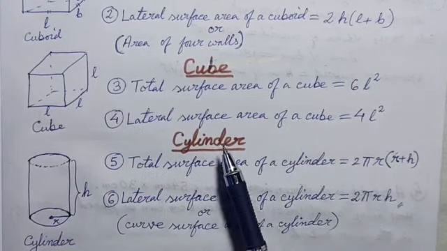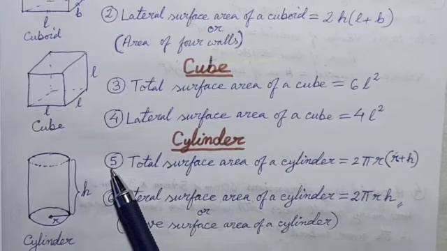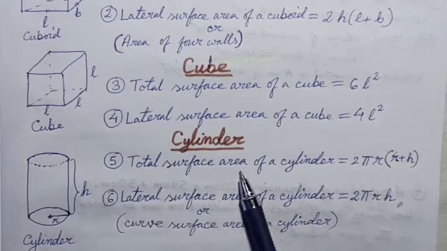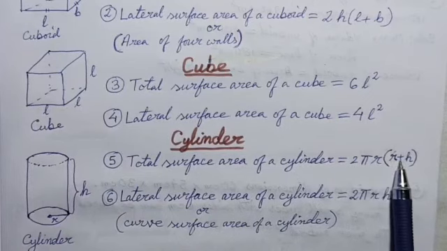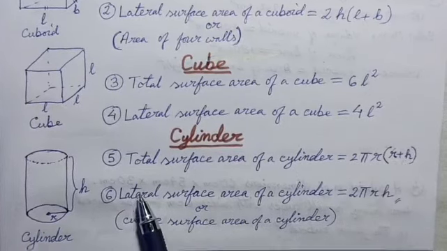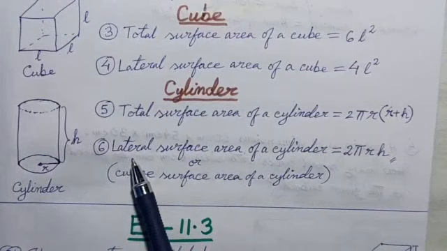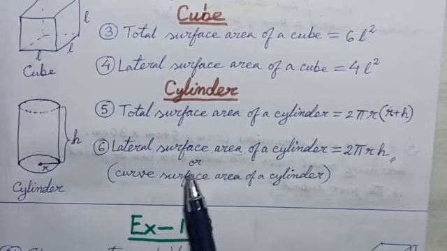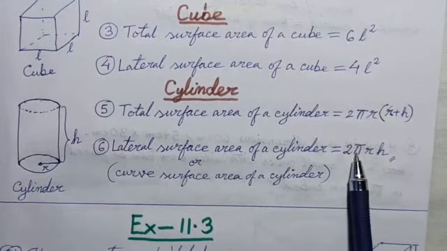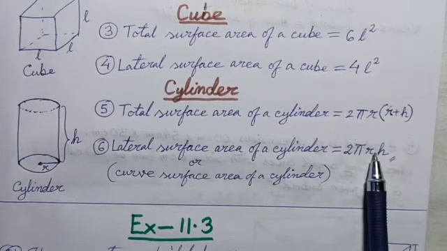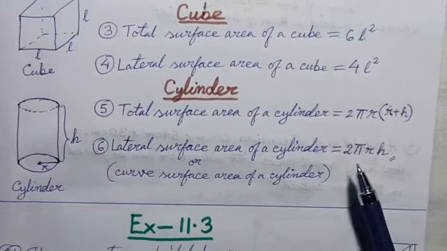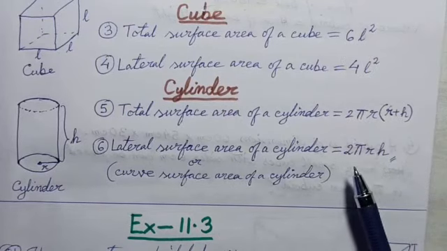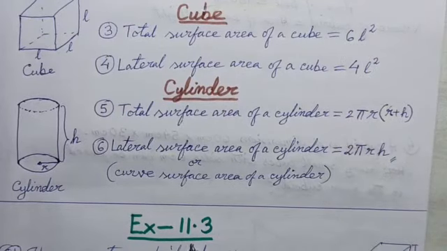Now cylinder, formula number 5, total surface area of a cylinder is 2 pi r in the bracket r plus height. Formula number 6, lateral surface area of a cylinder or curved surface area of a cylinder is 2 pi r height. Now let's remind these formulas once more. By using these formulas, now let's try to solve exercise 11.3.